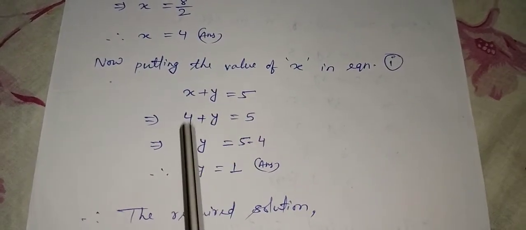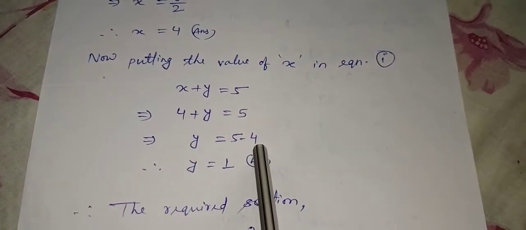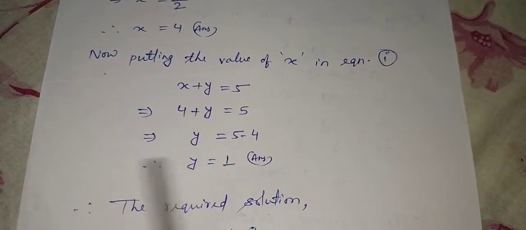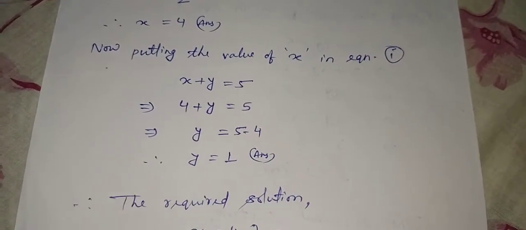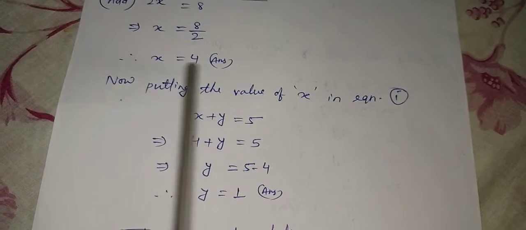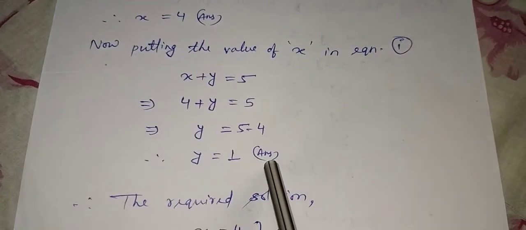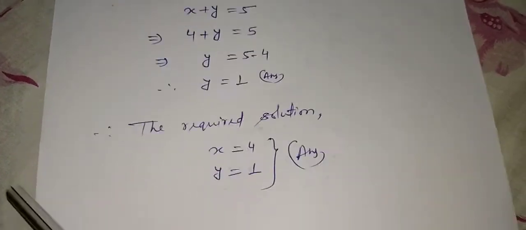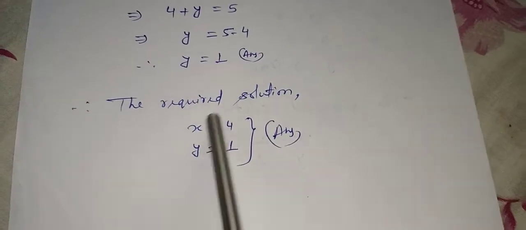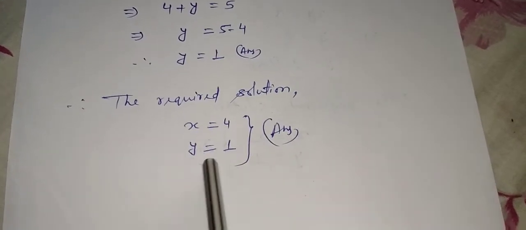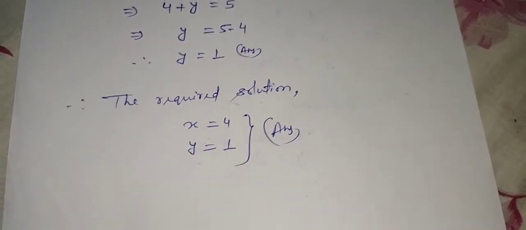So if I make y alone, this 4 will go and subtract. So 5 minus 4 equal to 1. That is y value is 1. That means we got the value of x as well as we got the value of y. So this is our solution. So finally I wrote the required solution, x equal to 4, y equal to 1. This is our answer. One more question I want to discuss here, children.